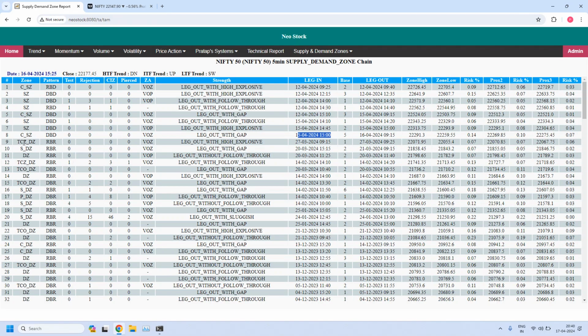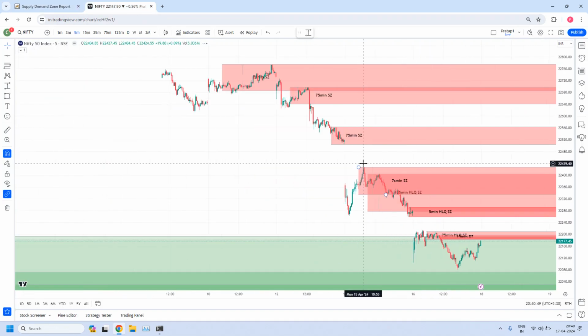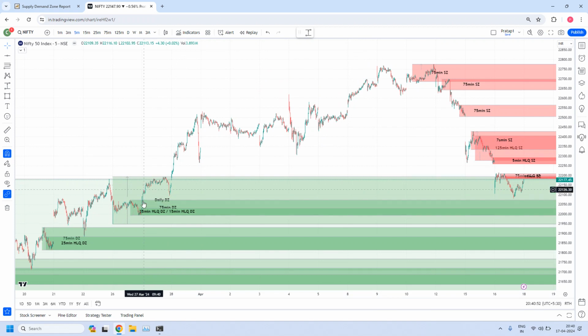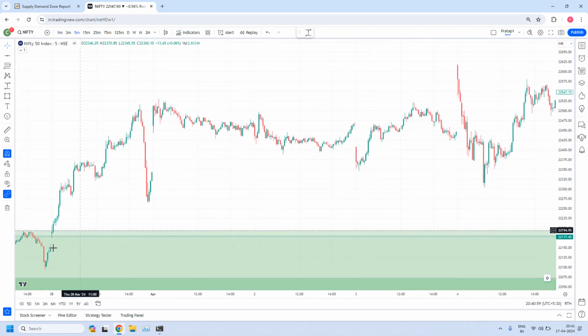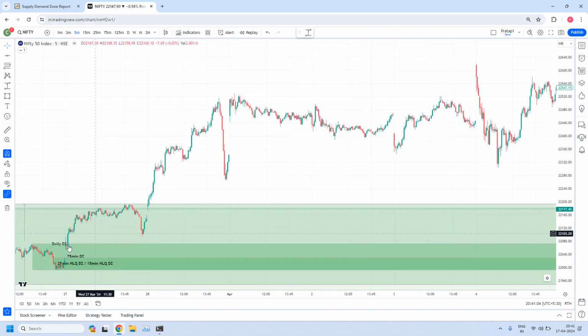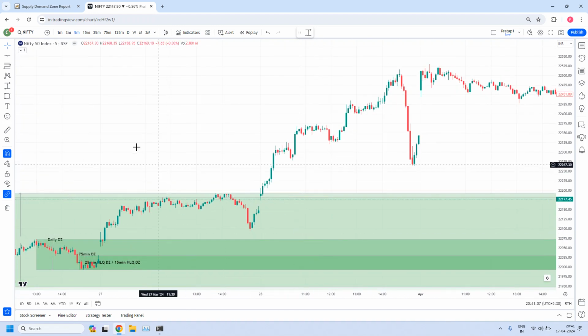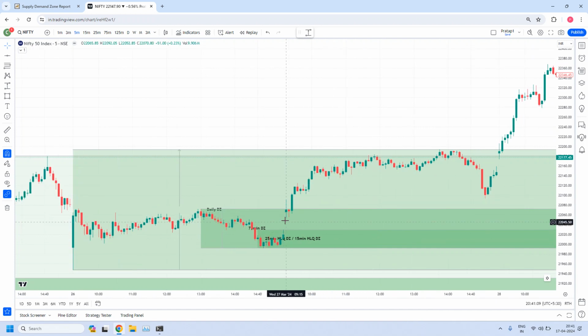And next, demand zone. Here we have 2 high liquidity zones. One is a low priority high liquidity demand zone and another one is a high priority high liquidity demand zone. Both are fresh zones. Let us draw both. 27.3, 9.15, 1 base candle. 27.3 at 9.15. So this is the one.